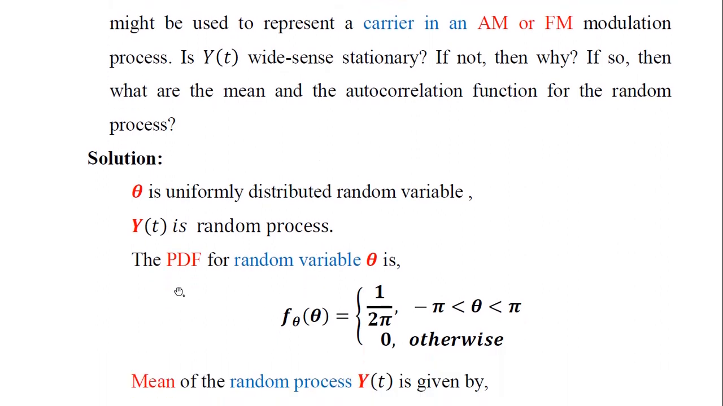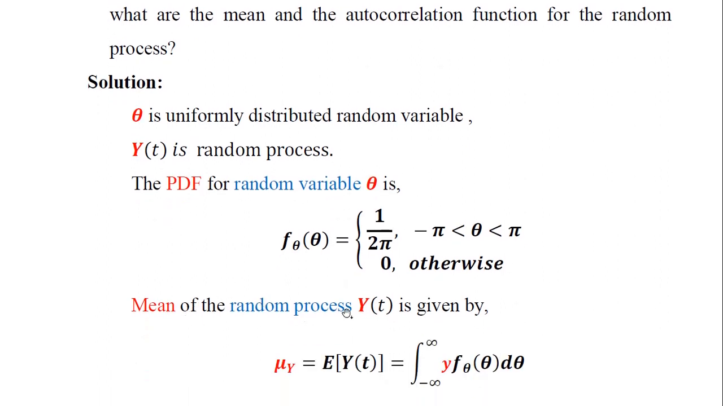Now we know by theory that the PDF for a uniformly distributed random variable theta is given by f theta of theta is equal to 1 by 2 pi. Since the random variable is defined between the bounds minus pi to plus pi, this 1 by 2 pi is there. In all other places where theta is to the left of minus pi or right of plus pi, it has the value 0. So this is the PDF of the given single random variable theta here.